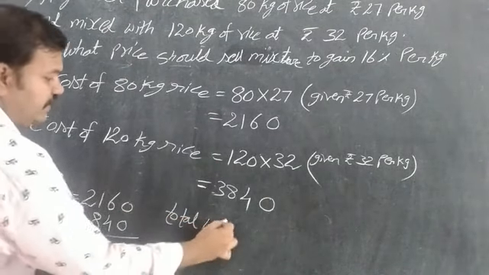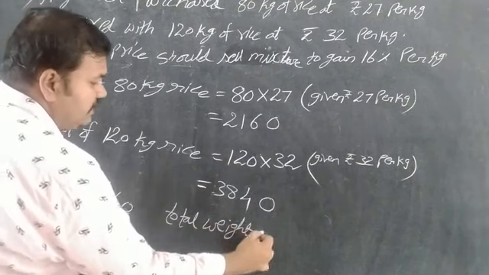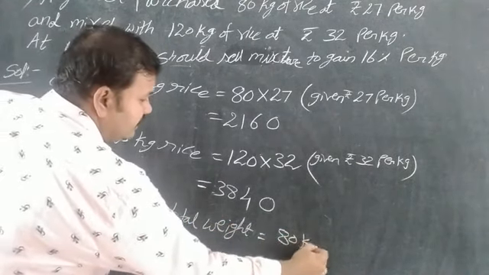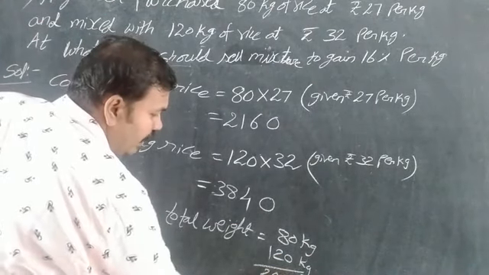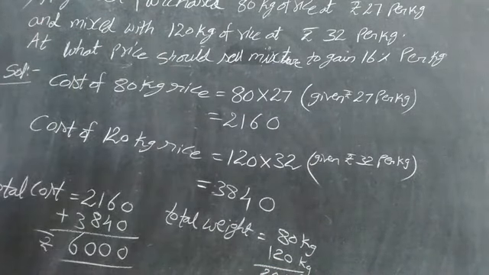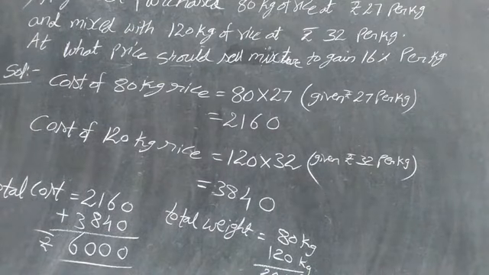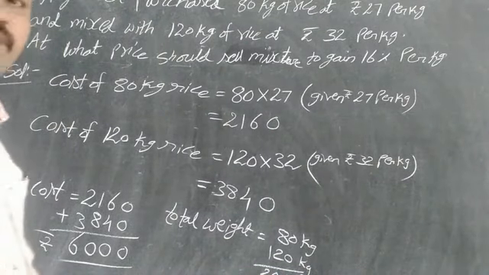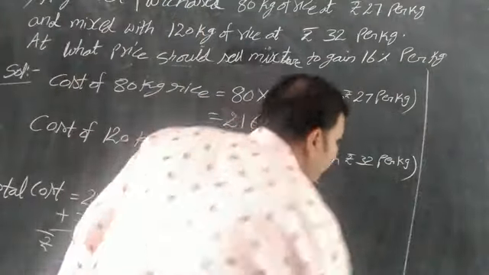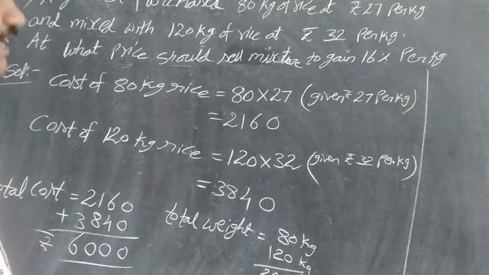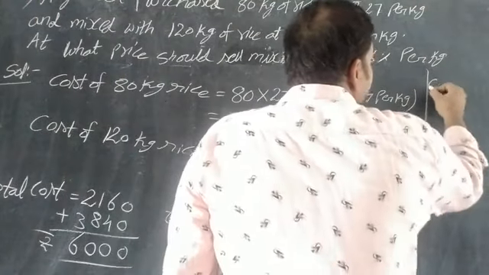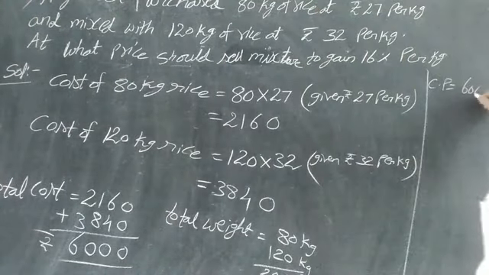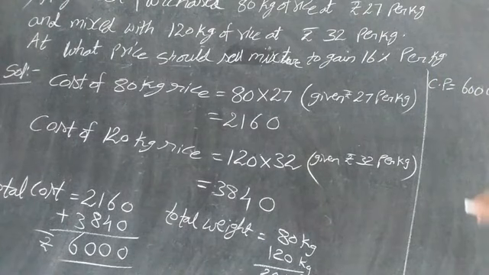Total weight is equal to 80 kgs plus 120 kgs, is 200 kgs. The total weight is 200 kgs. Now what we have to find from this sum? They told to find the selling price of 1 kg of rice. So profit on CP, the cost price will become 6000.